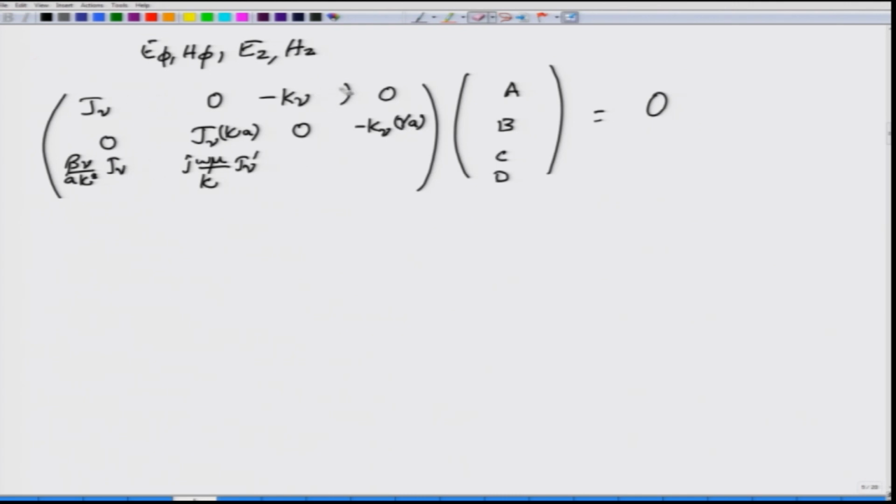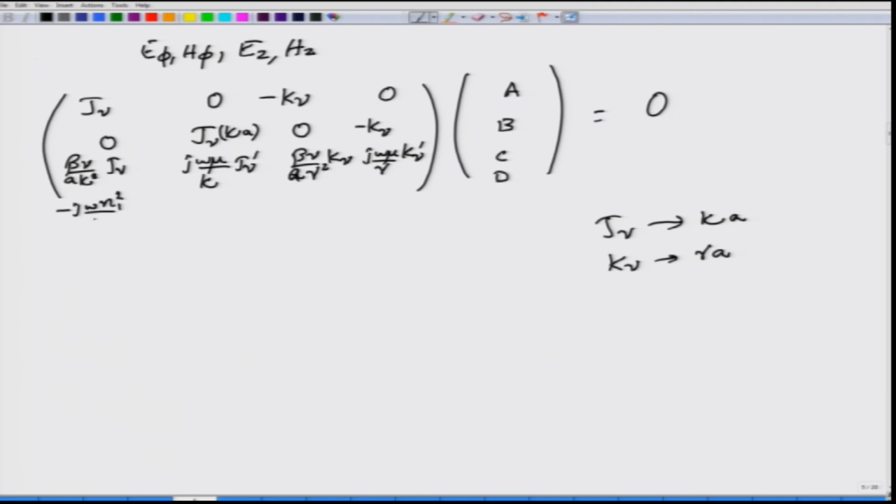It is understood that the argument is either kappa A or gamma A: j nu functions would always be associated with an argument of kappa A, and k nu would be associated with an argument of gamma A. So, with that, this is the final equation, where you are going to get j nu by k nu prime. The last row is this, this is beta nu.